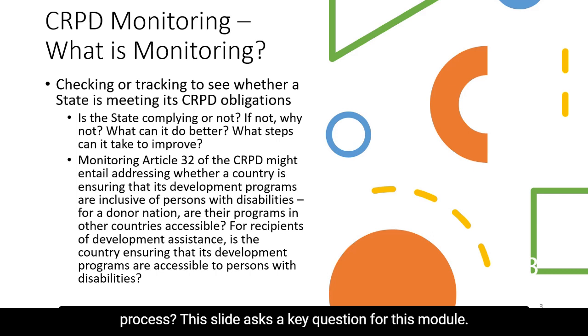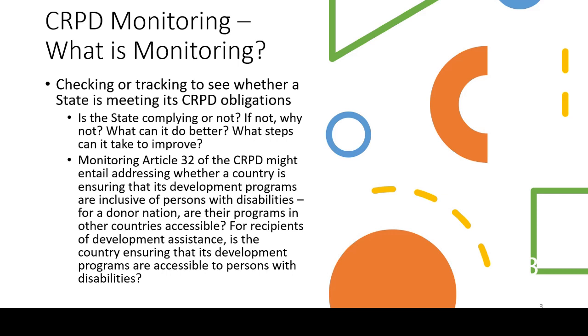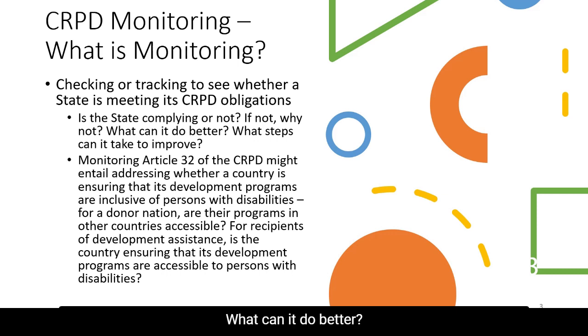This slide asks a key question for this module. What is monitoring? Well, monitoring a human rights convention or treaty refers to checking or tracking to see whether a state party to the treaty is actually meeting its obligations. In other words, is the state complying or not? If not, why not? What can it do better? What steps can it take to improve?